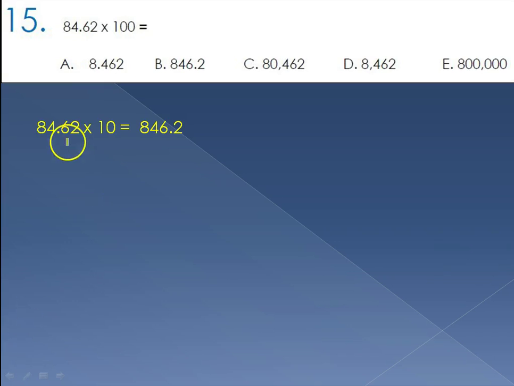So like this, if you're times it by 10, like I've seen here, times anything by 10 is going to get 10 times bigger. All I do is move this point here. So it's 846.2 if you times it by 10. If you times it by 100, you're moving it 2 places to the right. You're moving it here is by 10 and here is by 100.